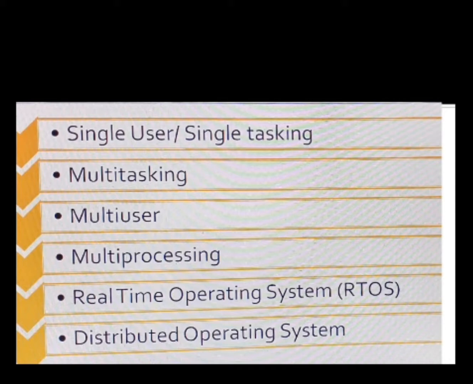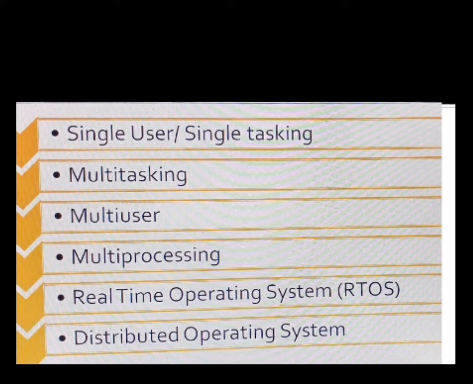Single user operating system or a single tasking operating system allows only one user to run one program at a time. Similarly, multitasking operating system allows a single user to work on more than two applications that reside in memory at the same time. For example, you can type a document and you can listen to music. Here you are working with two different applications at the same time.